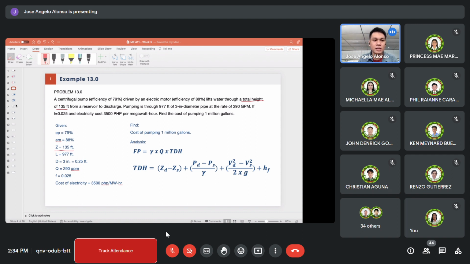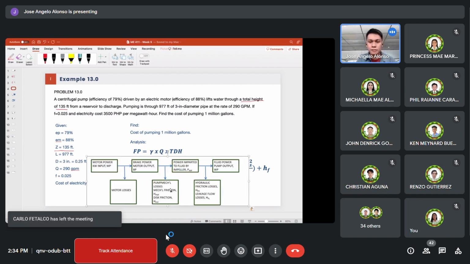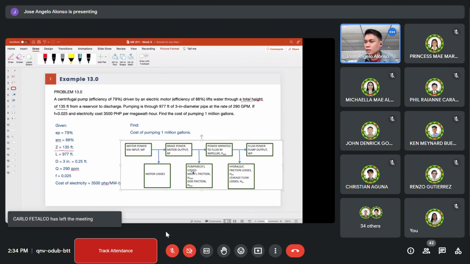So paano yung magiging approach natin dito, class? Okay. So hinahanap sa problem is the cost of pumping 1 million gallons. Binigay sa problem is the cost ng ating electricity. So based from analyzing the problem, based from the given, we know na yung hinahanap dito is yung cost ng electricity, tama? With pumping 1 million gallons.